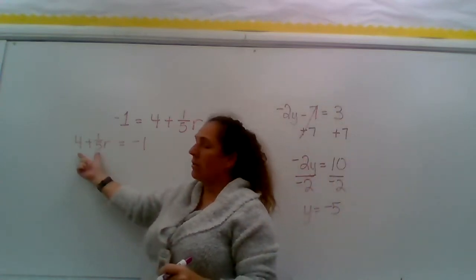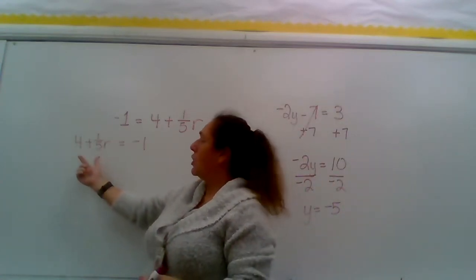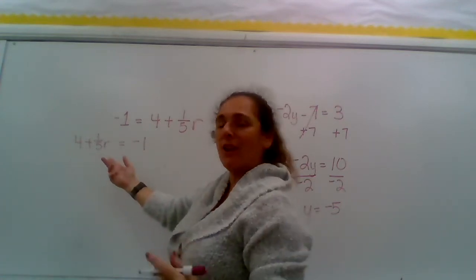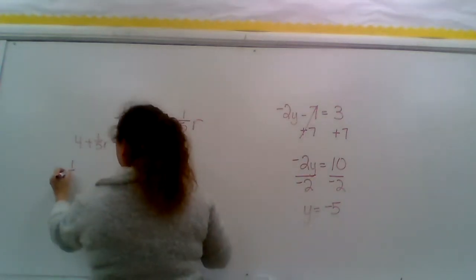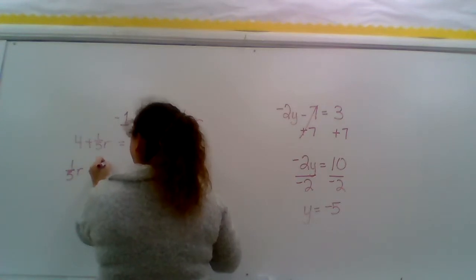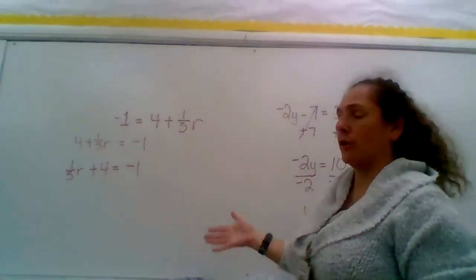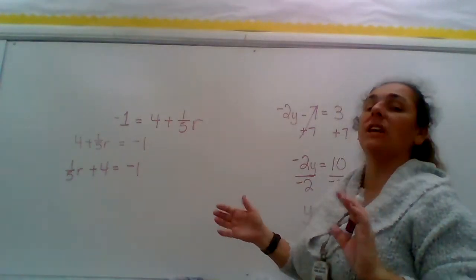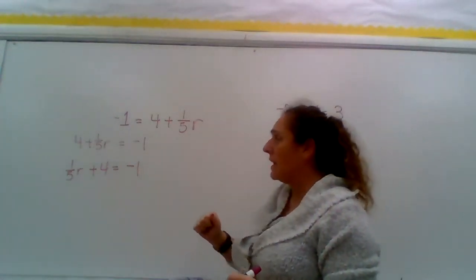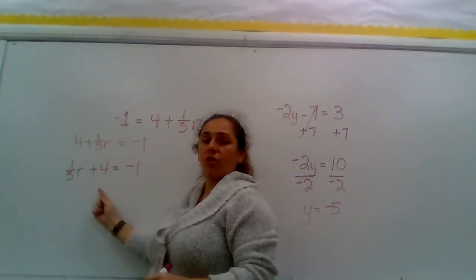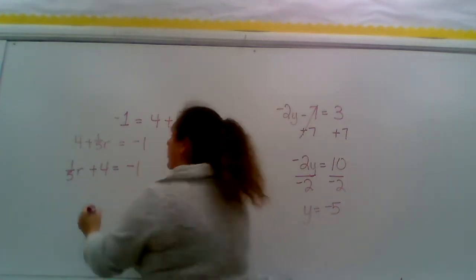Now, here, again, I like my variable in front. So using the commutative property of addition, I'm going to switch these two. I can change the order. It doesn't change anything. Okay? So all I've done in the first 2 steps there by rewriting it is getting it how I like it. Now, again, find your variable. Undo what's least attached, which is this 4, which means I'm going to subtract 4.